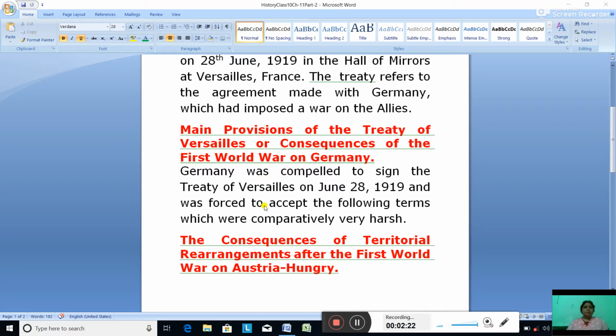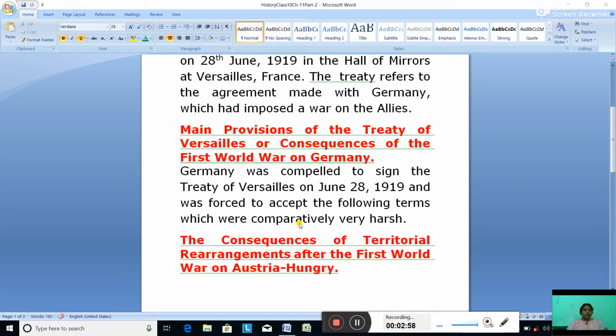Now, you have to remember that Germany was compelled, forced to sign the Treaty of Versailles on June 28, 1919. It was a harsh and humiliating treaty. Germany was forced to sign this treaty. Next, you have to remember what the terms of the Treaty of Versailles are.